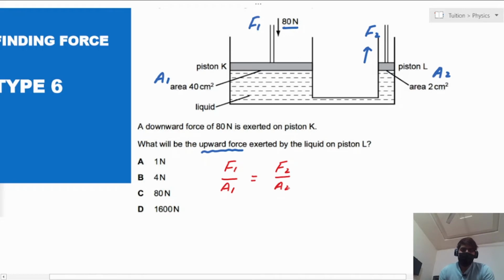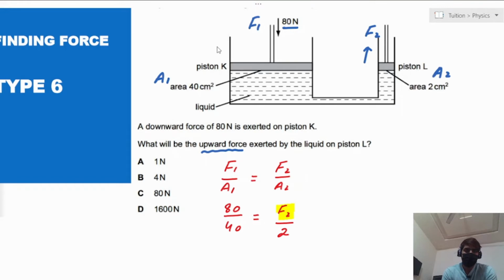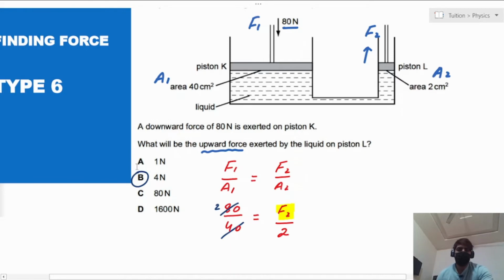F2 over A2, so F1 was 80 divided by 40. F2 needs to be calculated, divided by A2 was 2 centimeter. Right, from here you can solve it for the value of F2, which would be like 4 times 2 is 80, and then 2 to the 4. So 4 Newton would be the answer of this one.